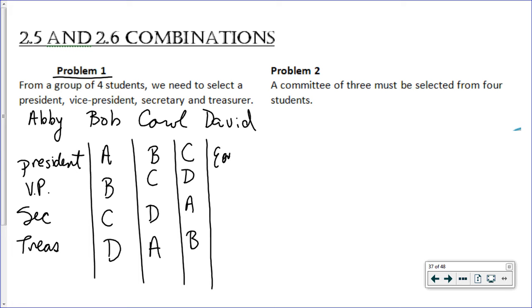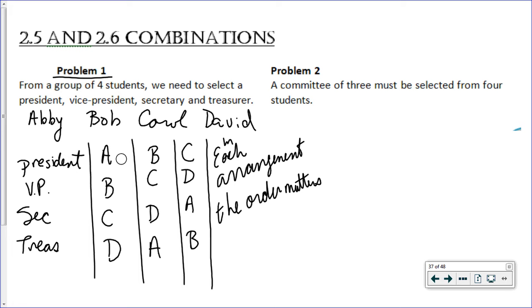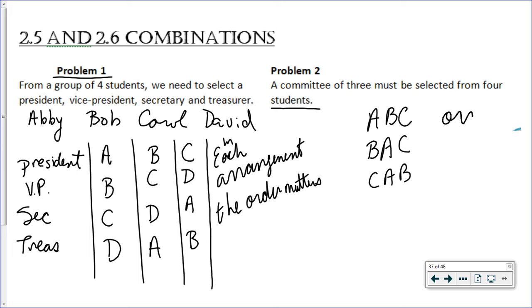However, in each arrangement, the order matters. The order of the positions matters, right? Because the first one is the president, and then the VP, and so on. Whereas in this scenario over here in problem 2, a committee of three must be selected from 4 students. So even though we have one fewer person on the committee, committee A, B, C with Abby, Bob, and Carol would be the same as this committee, and this committee, and so on, because it's just the same 3 people. Here, order does not matter.